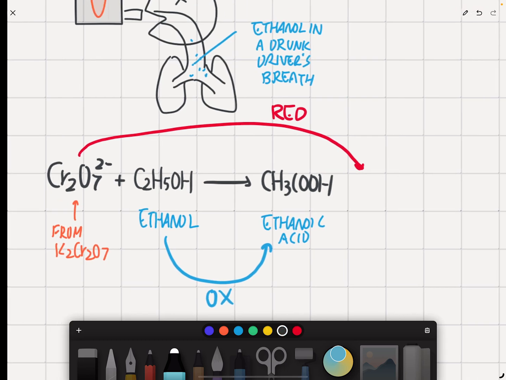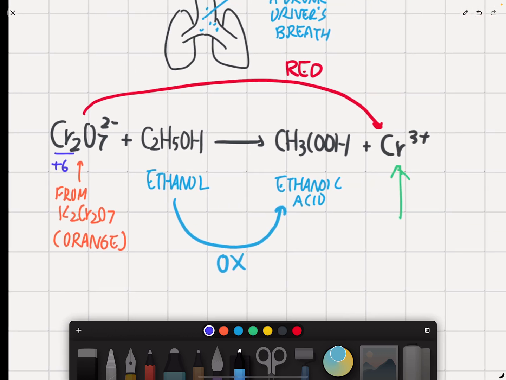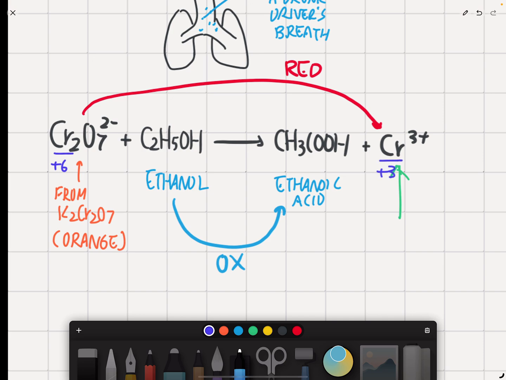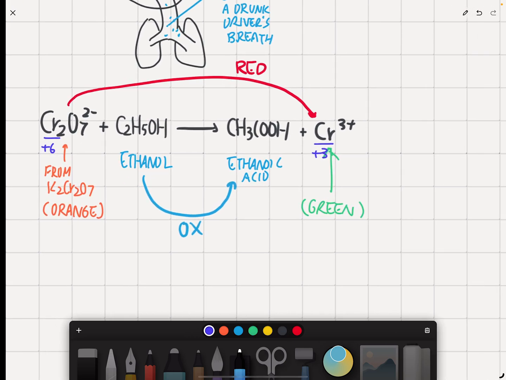In which the dichromate ion will be reduced to chromium-3, which you know is a green substance. Dichromate starts off as an orange substance, but chromium-3 is in a different oxidation state than dichromate. Note that dichromate has oxidation state +6. Chromium-3 has oxidation state +3. So this is green in color, and you will notice a color change from orange to green. So that's the color change.